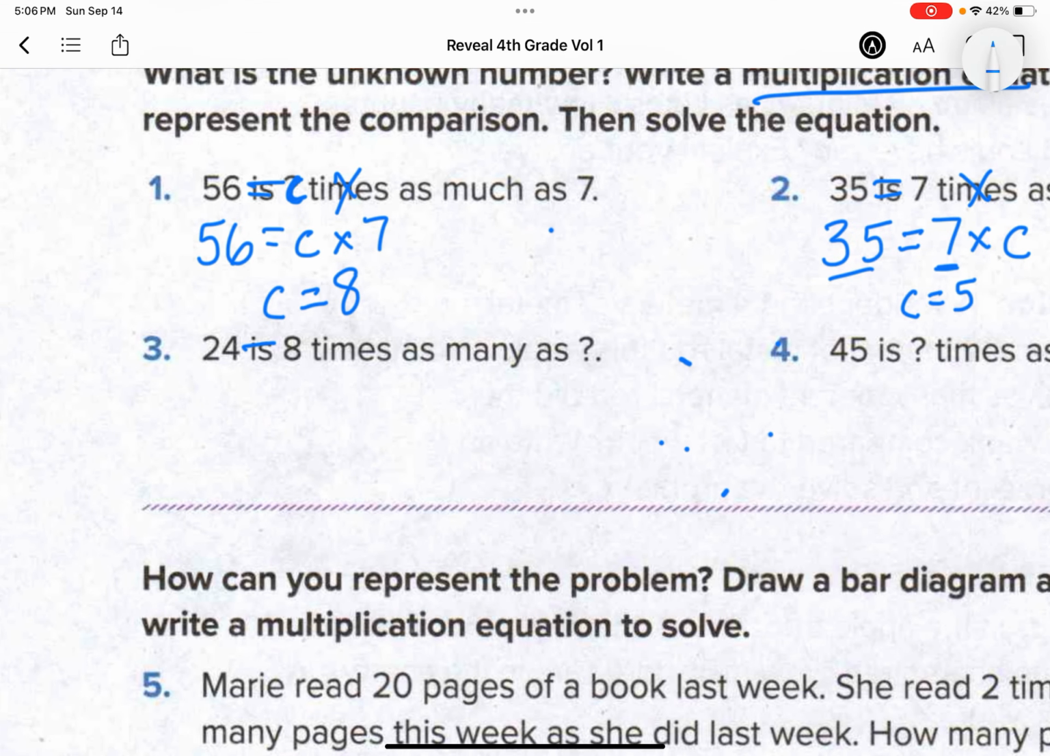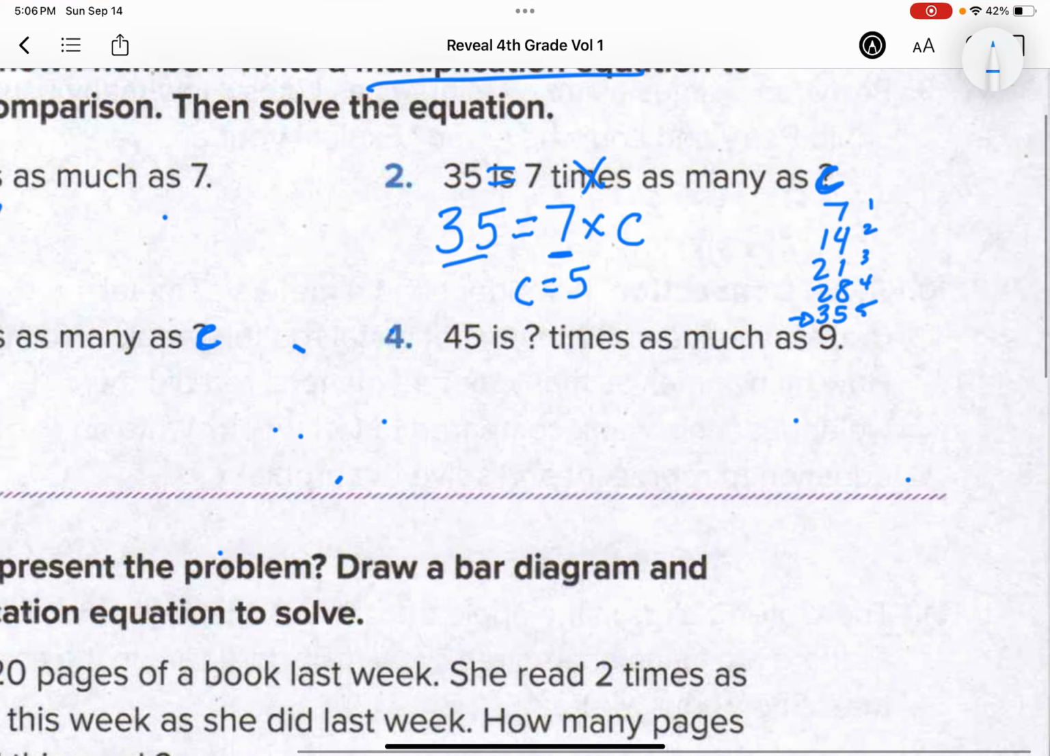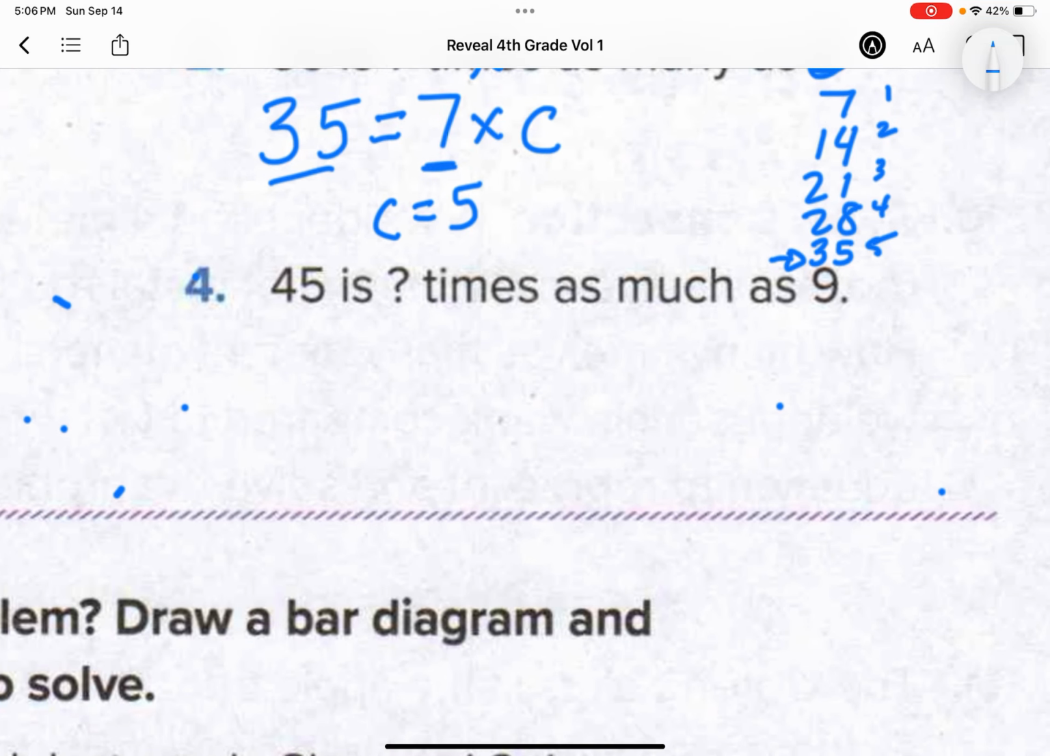Our next one, 28 is 8 times as many as C, that variable. So we have 28 is 8 times C. What does that variable equal? Well, if I know my multiplication facts, I know 8 times 3 equals 24. And our last one for this section, 45 is C times as much as 9. So we have 45 is C times 9.